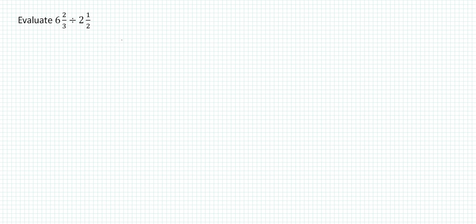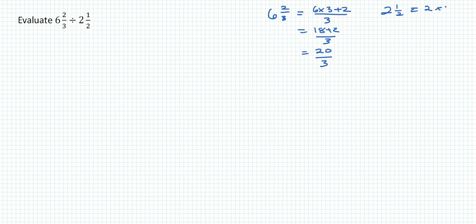Evaluate 6 2/3 divided by 2 1/2. So here's how we're going to go about it. 6 2/3: we're going to convert that to an improper fraction. So that is going to be 6 multiplied by 3 plus 2/3. So that's going to give us 18 plus 2/3, which is 20/3. Now the next one is 2 1/2. 2 1/2 is 2 multiplied by 2 plus 1/2, which is 4 plus 1/2, which gives us 5/2.